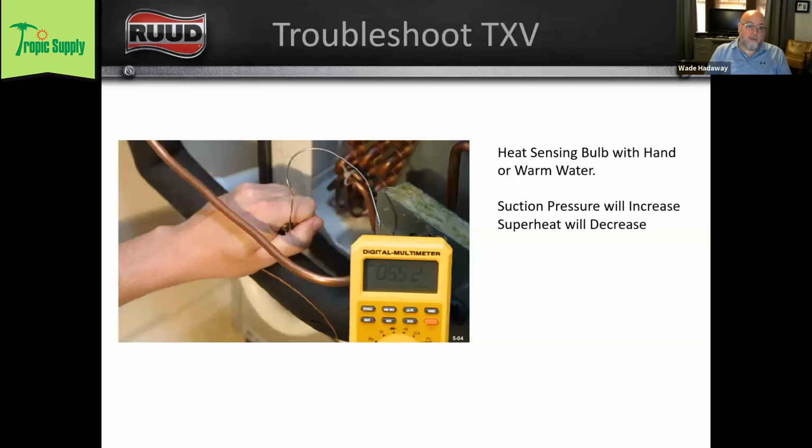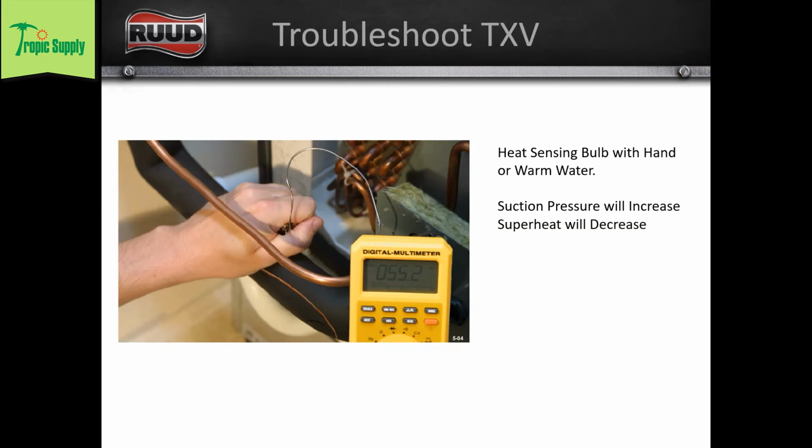Now, it can be hard to be in two places at one time, right? If you're working by yourself, you're not going to be able to hold on to that valve and then run outside and look at your gauges. You can put it in a cup of warm water and give it a few minutes, and then walk outside and see if that changed your suction pressure or your superheat.